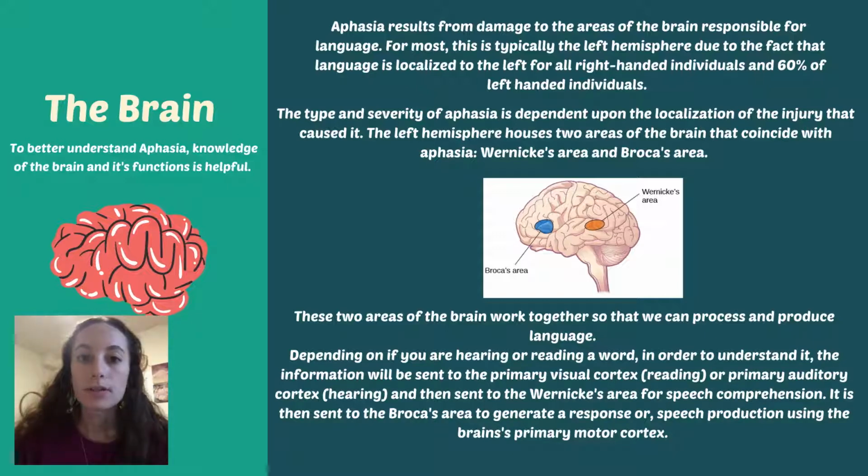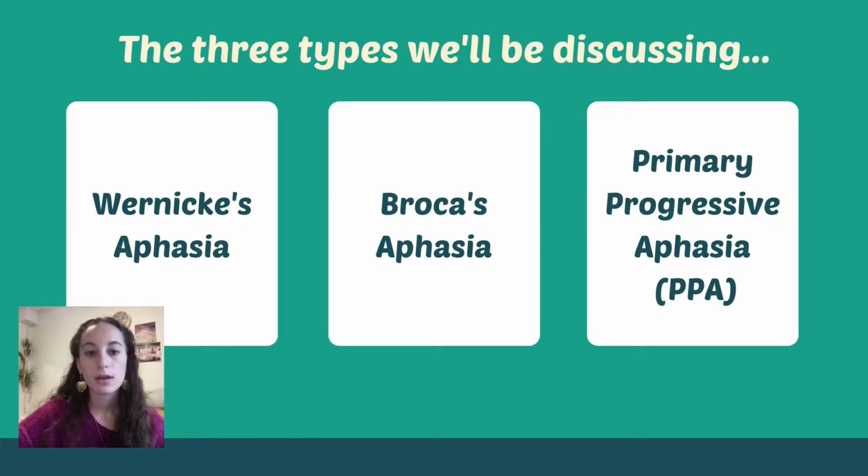So, based off this example, you can clearly see how damage to either one of these two areas may be detrimental for someone's communication. It is also important to remember that the type and severity of aphasia is dependent upon the localization of the injury that occurred. That is why we have numerous different types of aphasia that we will discuss in the next slides. The three types of aphasia we'll be focusing on today are Wernicke's aphasia, Broca's aphasia, and primary progressive aphasia.